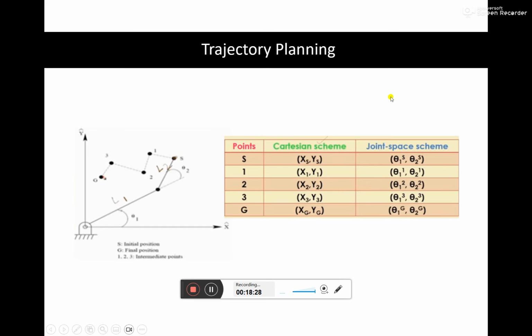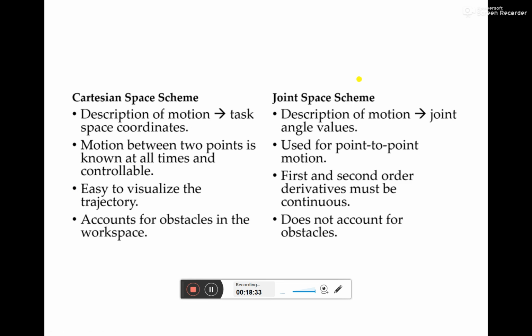Like that, we are going to specify in the case of the joint space scheme. These are the differences between the Cartesian space scheme and the joint space scheme. In the Cartesian space scheme, we describe the motion, the task, by means of space coordinates. But in the case of the joint space scheme, we are specifying the joint angle values. The motion between two points is known at all times and controllable.